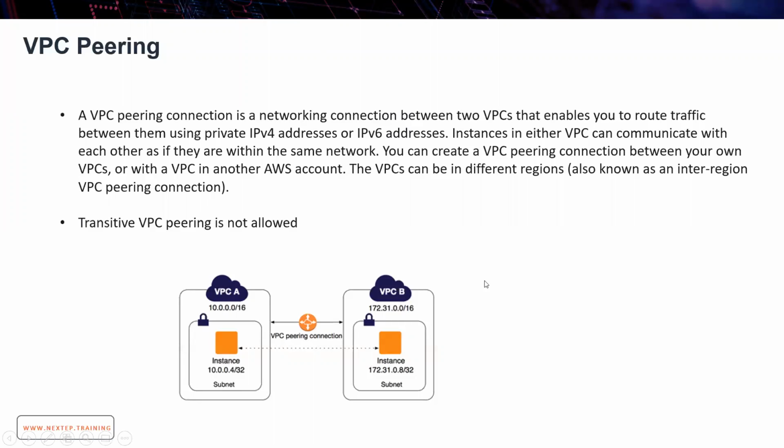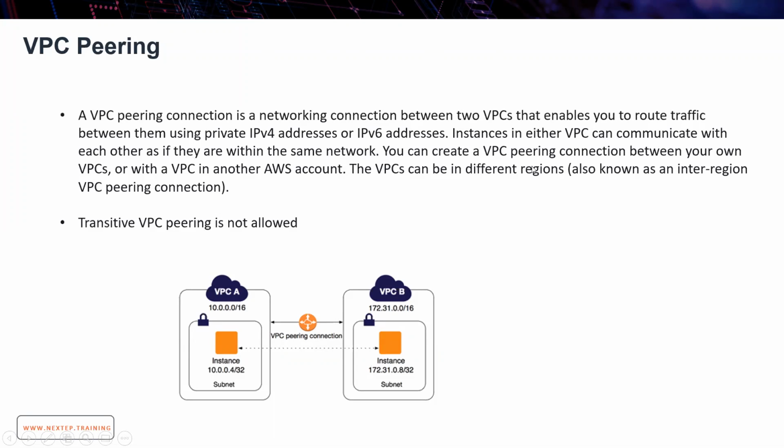So a VPC peering connection is a networking connection between two VPCs that enables you to route traffic between them using private IPv4 addresses or IPv6 addresses. Understand this, private IPv4, that's only possible within the VPC typically. But when you have VPC peering, then using the network magic, you will be able to see the other VPCs also as if they were in the same VPC. Instances in either VPC can communicate with each other as if they are within the same network.